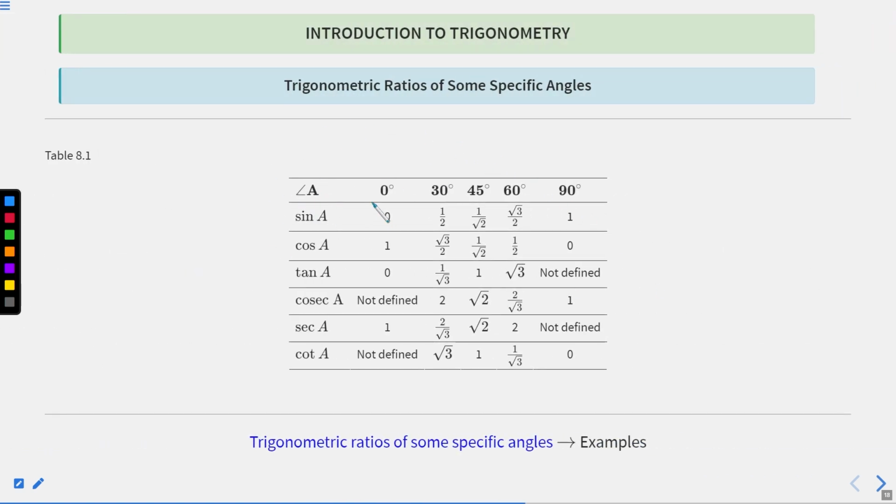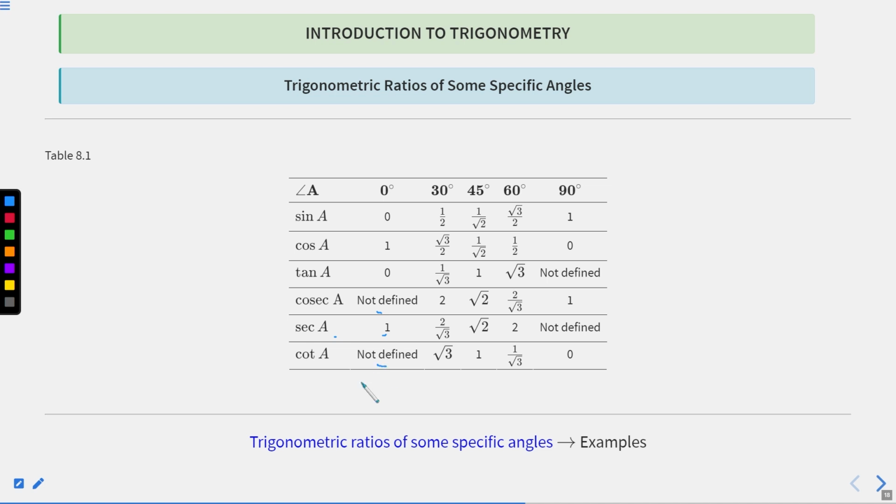So here, when angle A is equal to 0 degree, then the value of sin A is equal to 0, cos A is equal to 1, tan A is equal to 0, cosec A is not defined, sec A is equal to 1, and cot A is not defined.